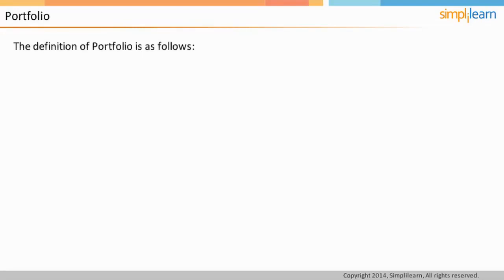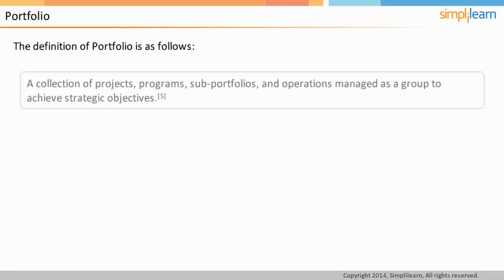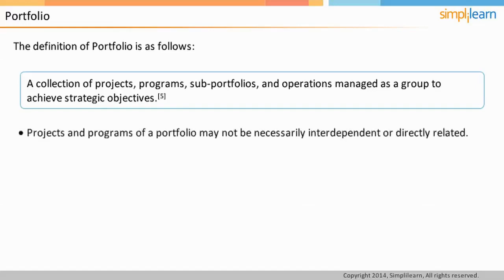Portfolio is yet another term used along with project and program. A portfolio may have multiple projects and programs that are managed as a group to achieve strategic objectives. Note that all projects and programs in a portfolio may not be necessarily interdependent or directly related. A portfolio can be created based on the business objectives.